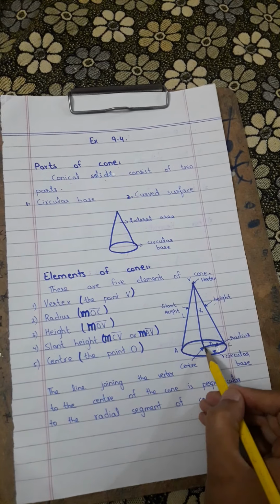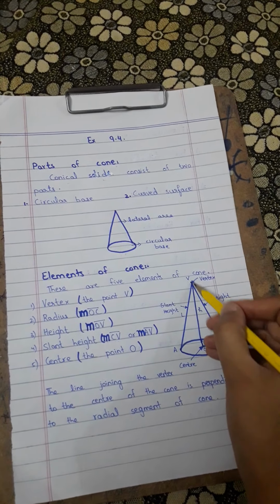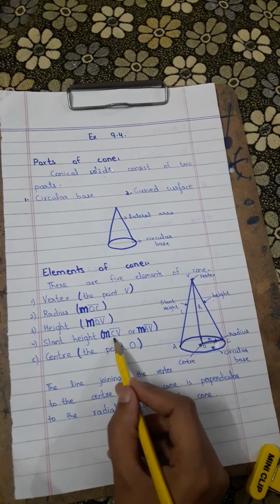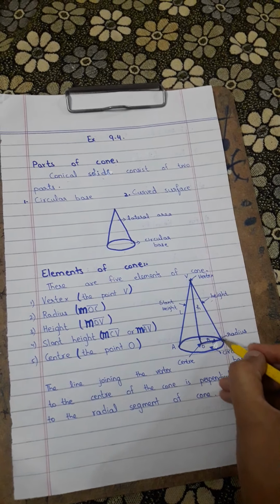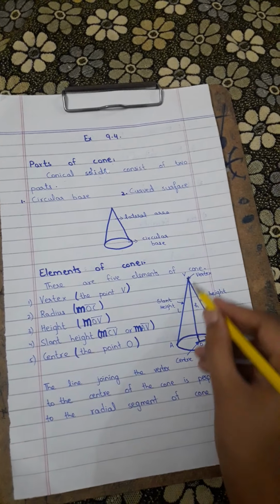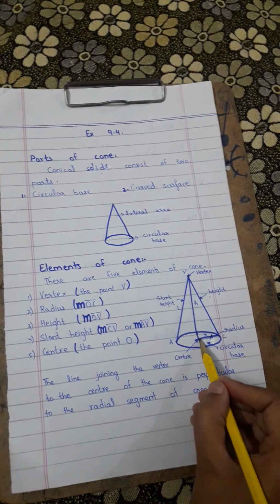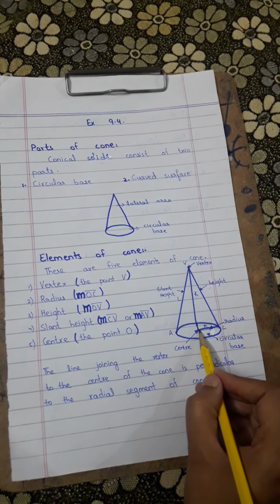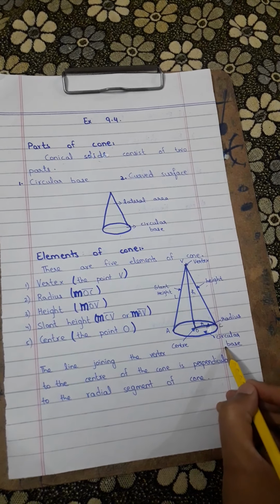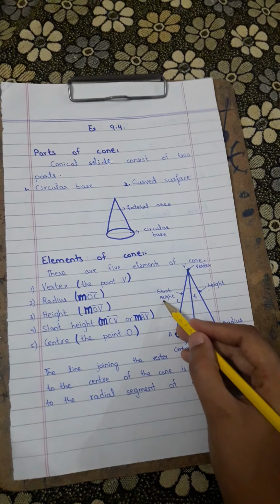Height MOV means this from this to this point. This is the height represented by H. Slant height means CV. This is C and this is V. This height is slant height, and AV, this height is also slant height. Now center the point O. This is a point O and this is the center of the cone, and this area is known as the circular base. This side, as I told you before, this is known as the slant height.